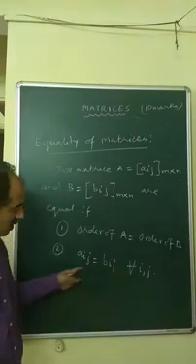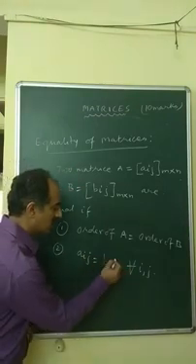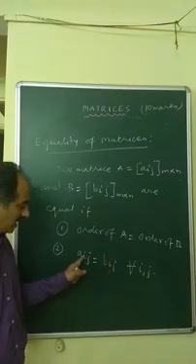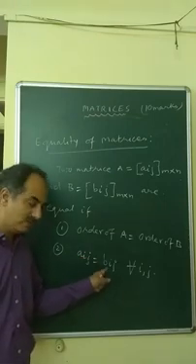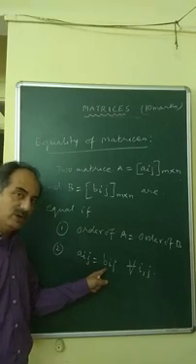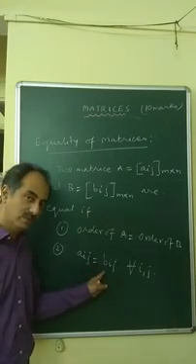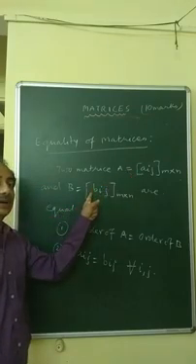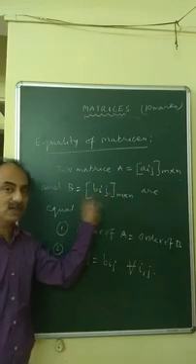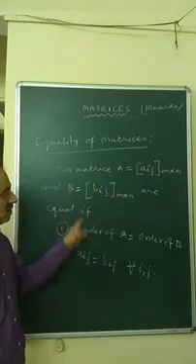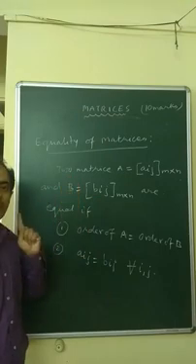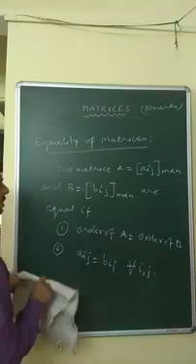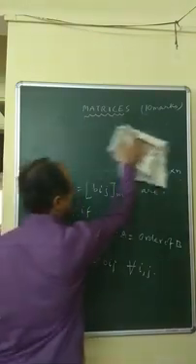What is the meaning of this condition, Aij equals Bij? That A11 should be equal to B11, A12 should be equal to B12, A13 should be equal to B13. It means two matrices are equal if their corresponding elements are equal. So this is the condition for equality of two matrices. Now we will solve one question based on equality of matrices.